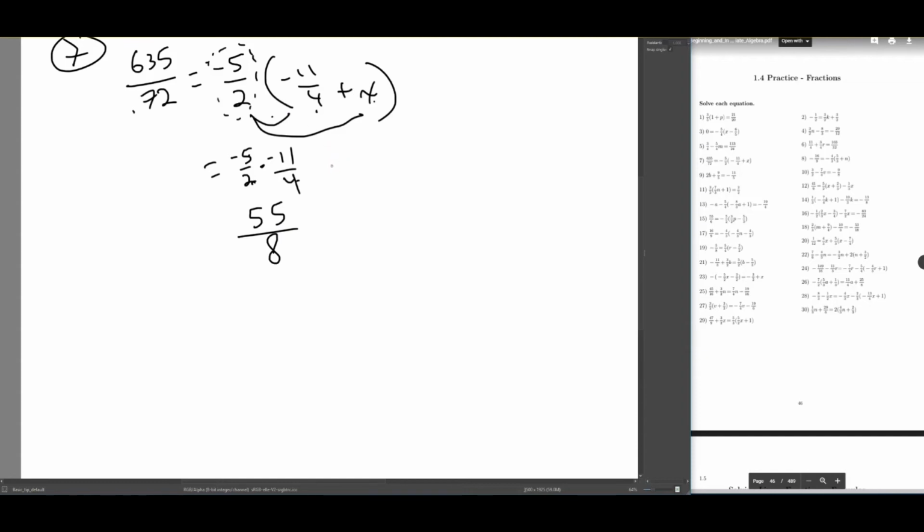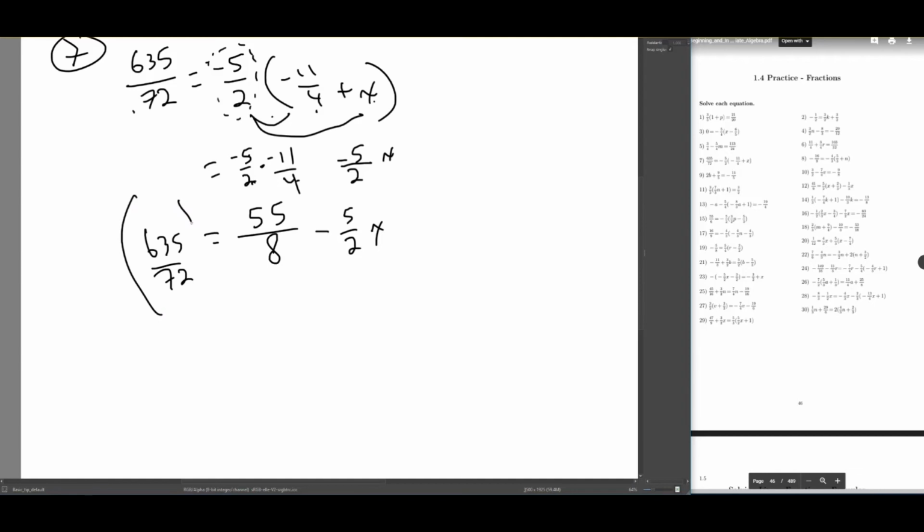Two negatives make a positive. So 5 times 11 is 55 over 2 times 4 equals 8. All right, now we have here negative x. So we have to do minus 5 over 2 x. So we get minus 5 over 2x, right? That equals 635 over 72.